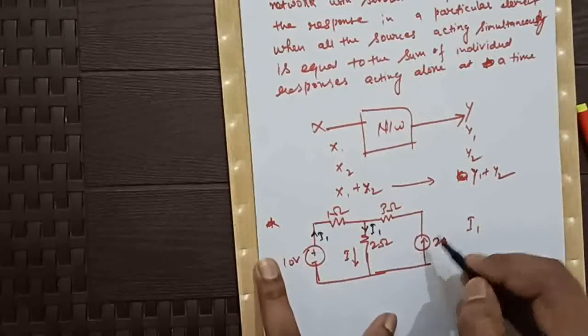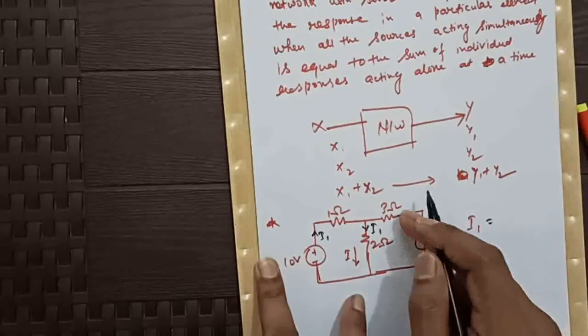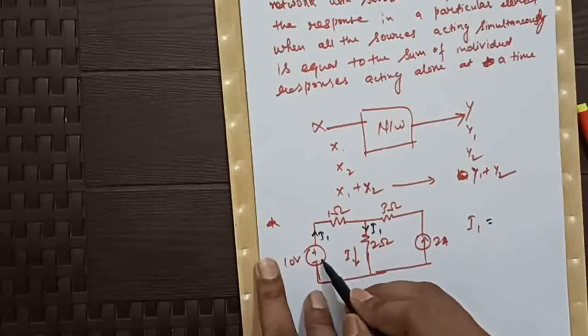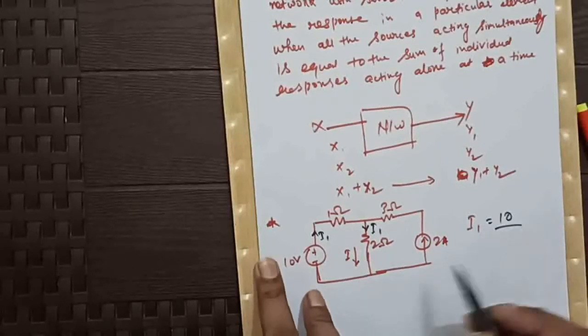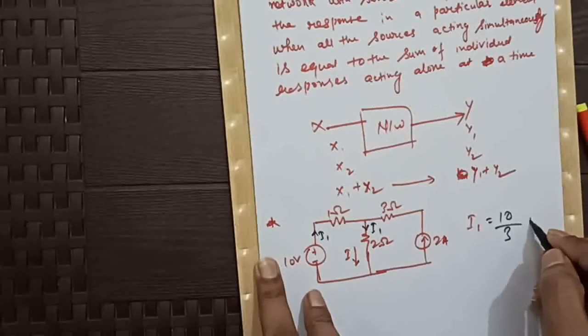Deactivated means this is open circuit. So I1 will be what? This is open circuit, no current will flow through this. So I1 will be 10 volts divided by 2 plus 1, 3. That is 10 by 3 amps.